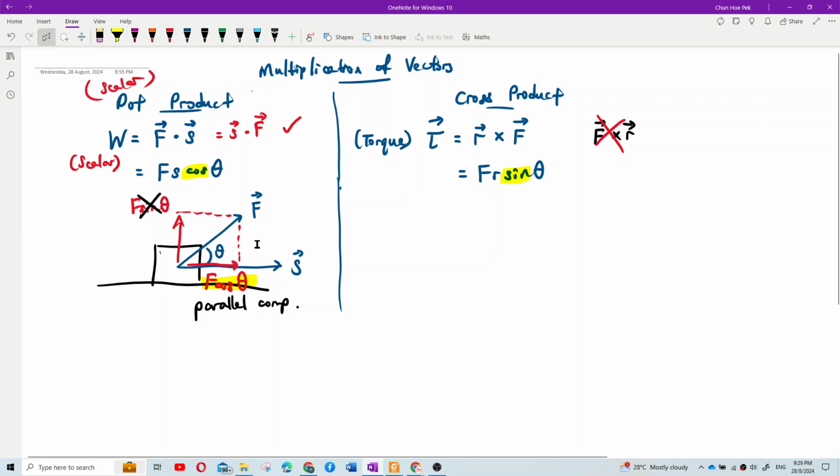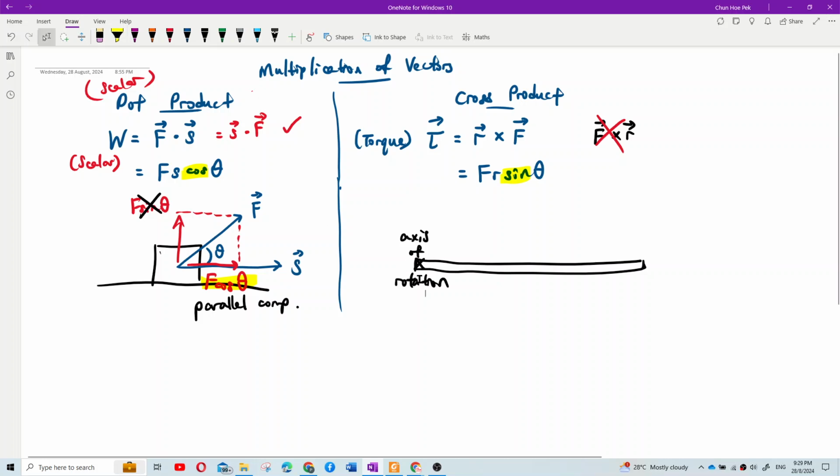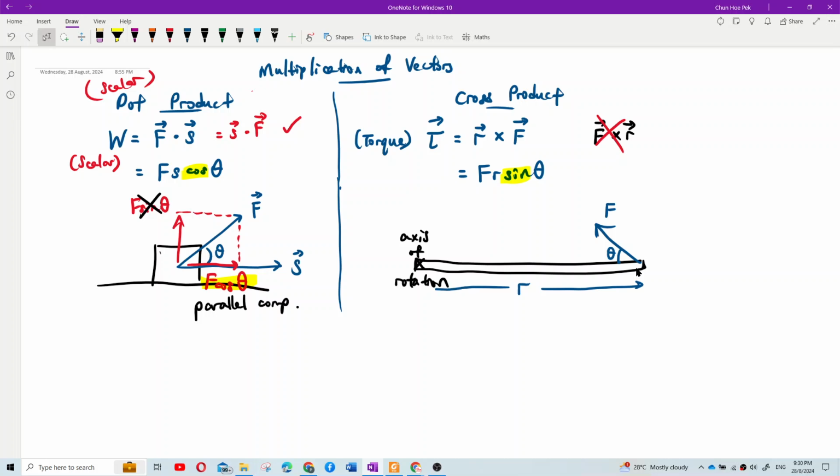But for torque, let's look at torque. So I draw the object for rotation. Let's say I have a long ruler. This is the axis of rotation, at one end. Now let's say I have a force acting at the other end, F over here with angle theta. The distance between the axis of rotation and the point of force is what we call R. This R is what we call the arm, or the moment.